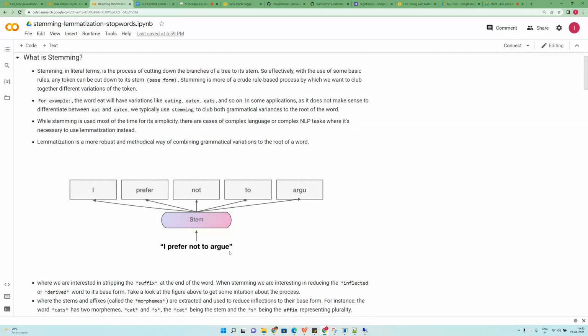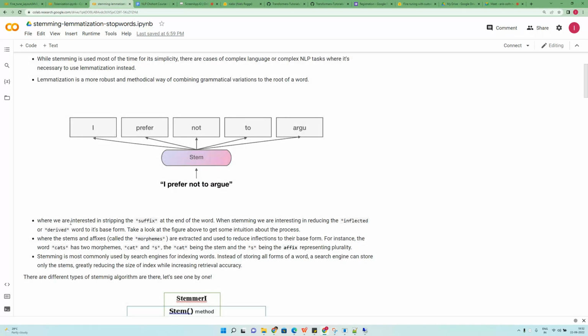So if you look at this example, I prefer not to argue. I is, I think, maybe a root word. Prefer is also a root word. Not is a root word. To is a root word. But argue, I can convert into argu. I'm actually removing this e and converting it into argu. So what we are saying is that we are interested in stripping the suffix at the end of the word. When stemming, we are interested in reducing the inflected or derived word to its base form.